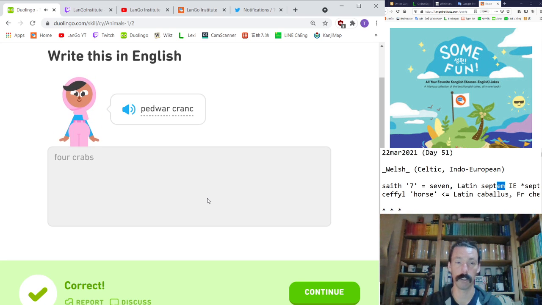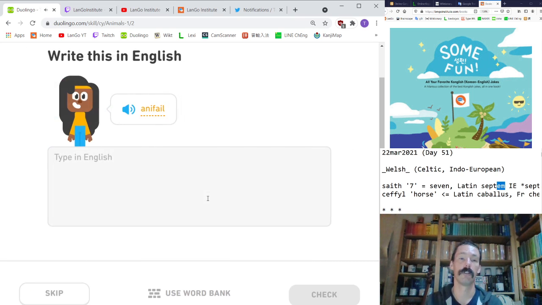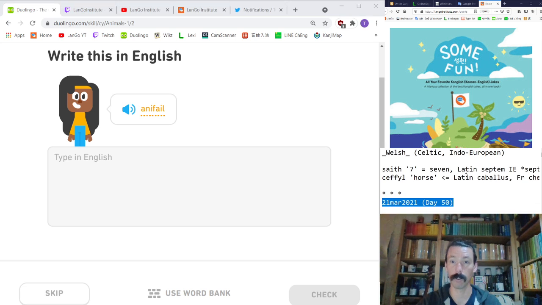If you're specifying the amount, it's really redundant to say 4 crabs with a marker there if you think about it. Anifail looks like a plural, meaning animals. But it's singular. Okay, anifail, this is also a Latin borrowing.